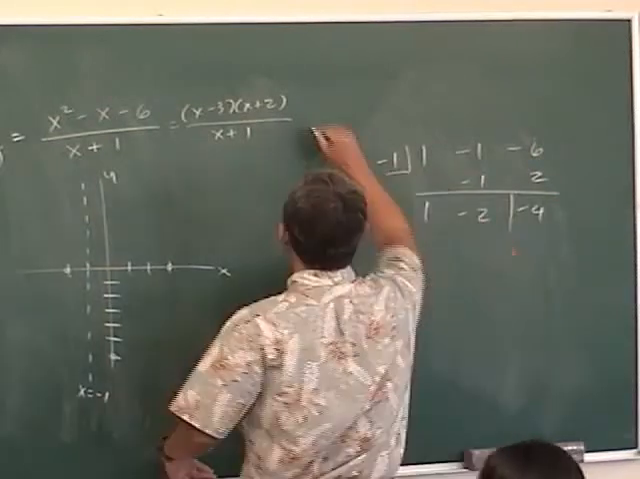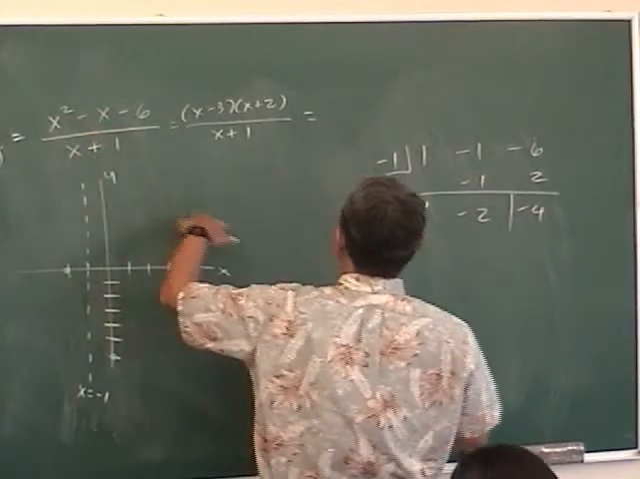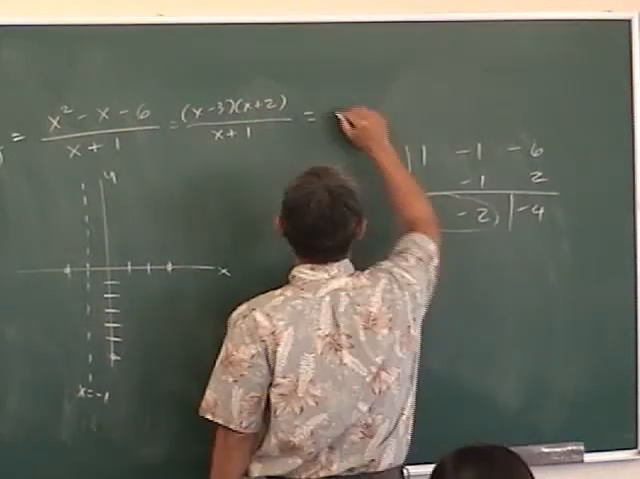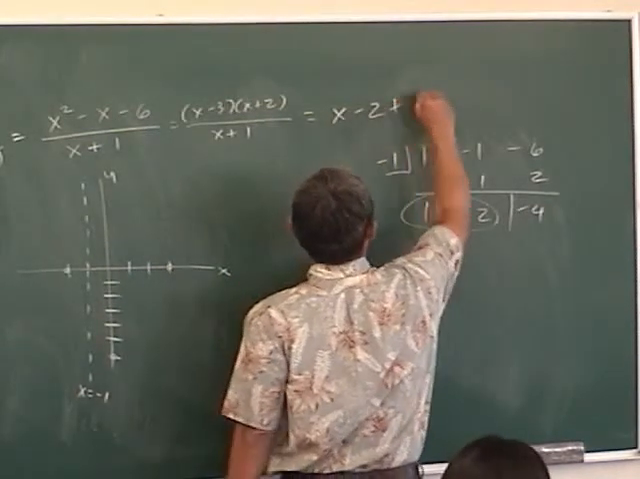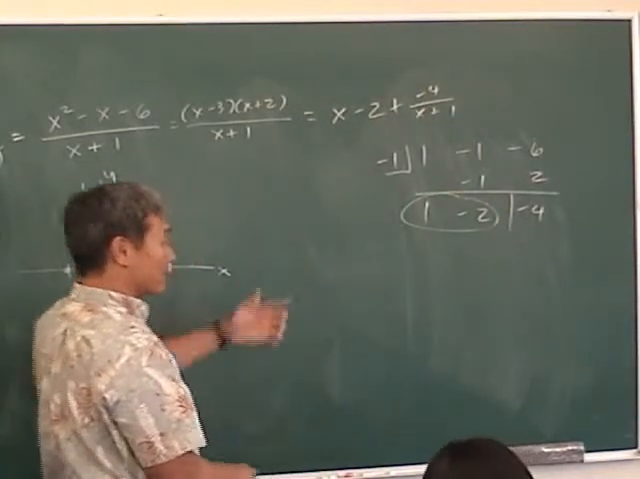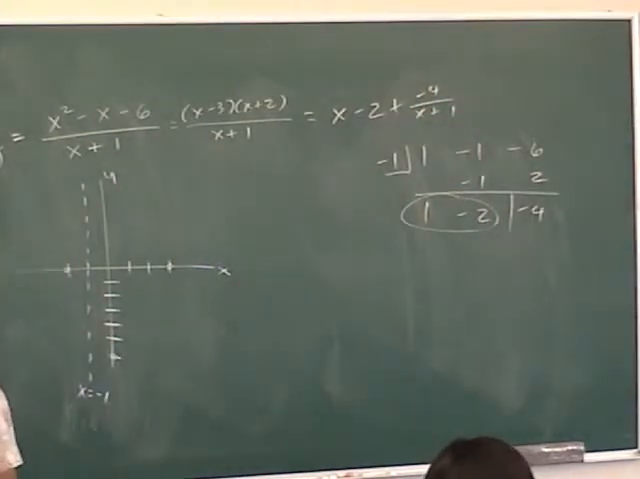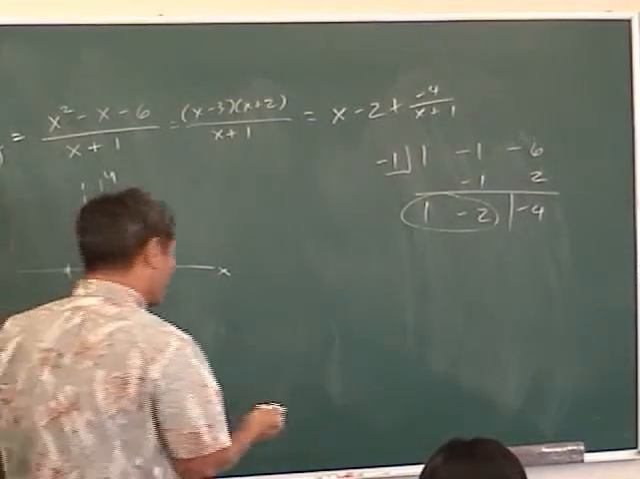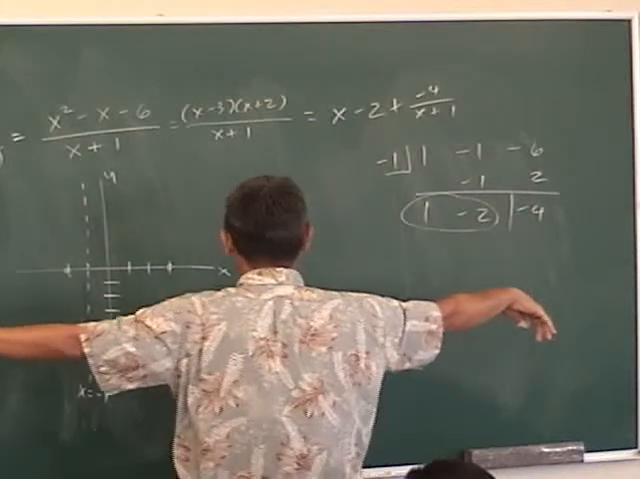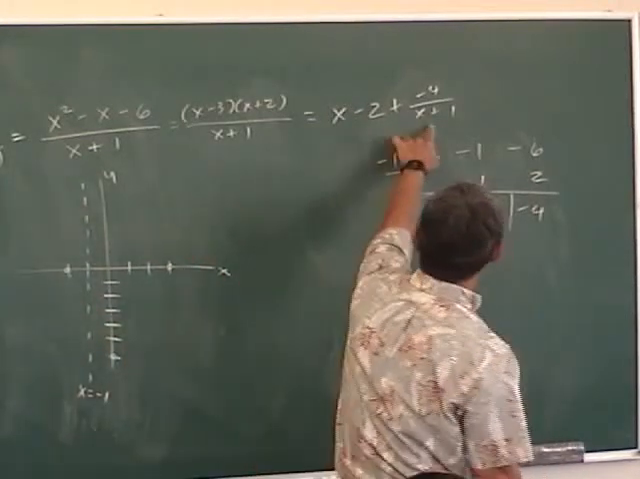So what does this mean? If I divide this by this, what do you get? You get the quotient, which is x minus 2, plus the remainder over the divisor. You guys remember how to do synthetic division, I hope, right? Now remember, horizontal asymptotes only take effect as x approaches infinity or negative infinity, okay?